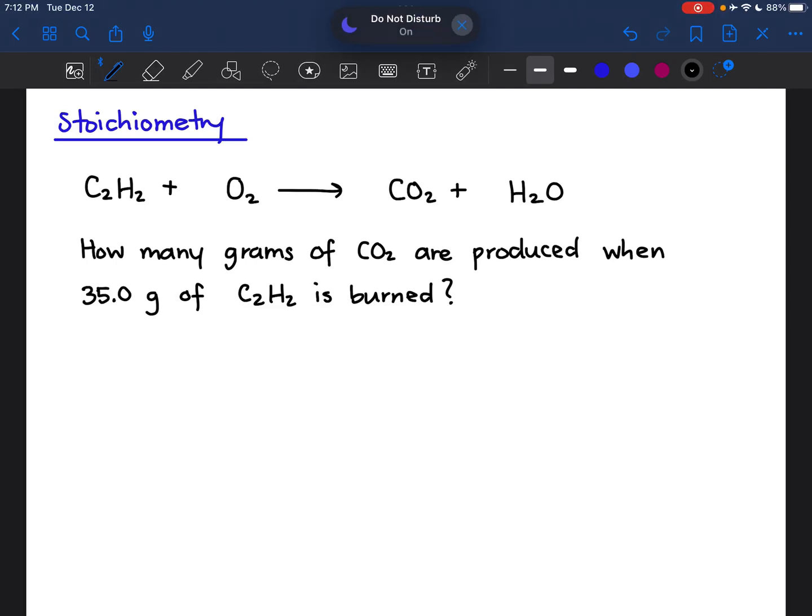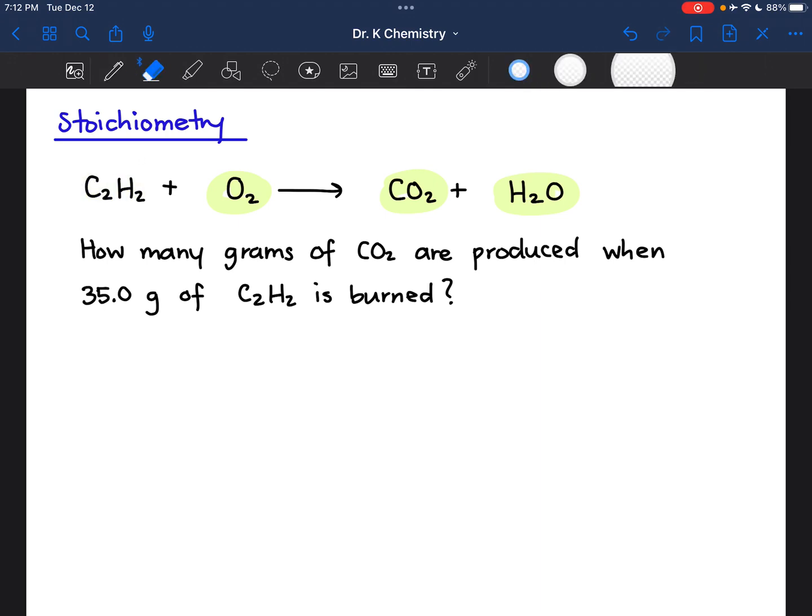In this video, we're going to solve a stoichiometry problem that is asking us to find out how many grams of a product can be formed when we know the grams of a particular reactant that are being used. Now, you may recognize this as a combustion reaction. We have a hydrocarbon that is reacting with oxygen, and the products are carbon dioxide and water. That is a very classic pattern for a combustion reaction.